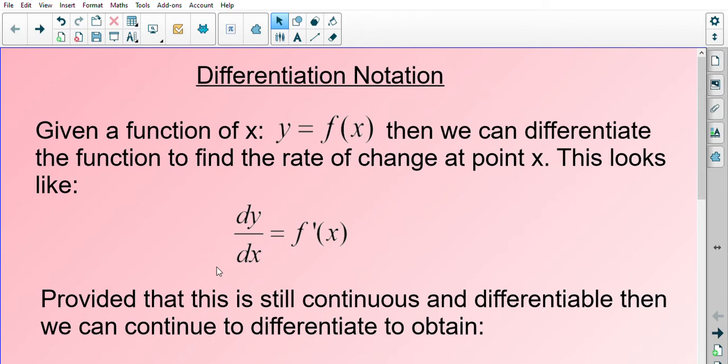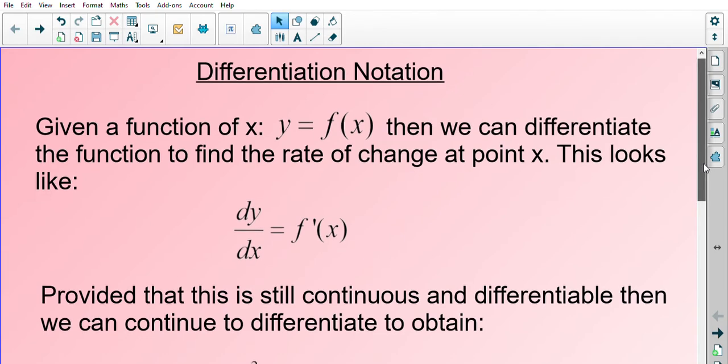So when we do that, the notation looks like the following. If we want to differentiate y, we get dy by dx. And if we differentiate the function f of x, then we get f prime of x. Now we can continue to differentiate this, provided that it's still continuous and differentiable. Then what we'll see is we will get other types of differentiation.